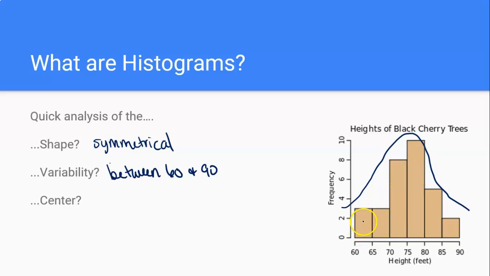I usually write how many are in each group inside the box, and then that helps me find the center. So this box, there were 3 in that group. There were 3 in that group. There were 8 in this group. There were 10 in this group. There were 5 here, and there were 2 here. So if I add all those together, 3 plus 3 is 6, plus 8 is 14, plus 10 is 24, plus 5 is 29, plus 2 is 31. There are 31 pieces of data.